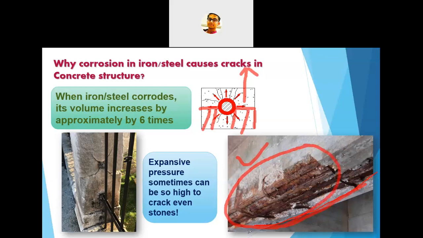One more example, in the left side picture you can see here. Actually this is a stone, and there is a steel rivet. Even due to the corrosion of this rivet, the stone has also cracked. So if it can crack stone, it can easily crack the concrete structure also, because concrete is a man-made stone. Somewhat we also discussed these things in the earlier lectures.